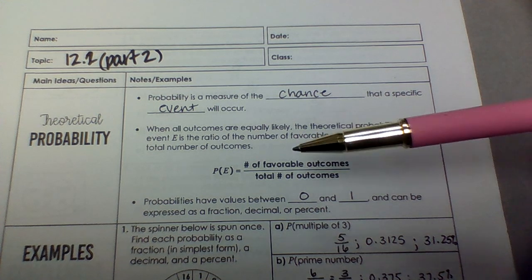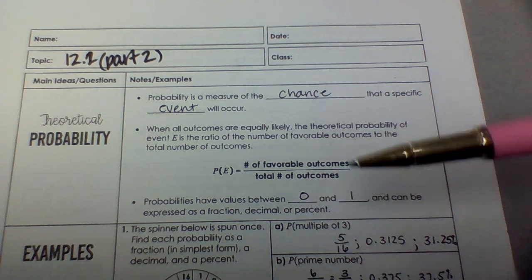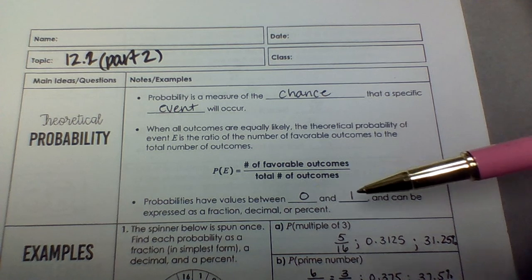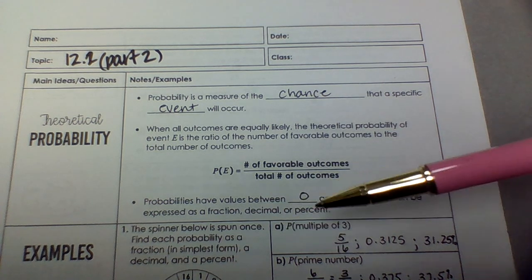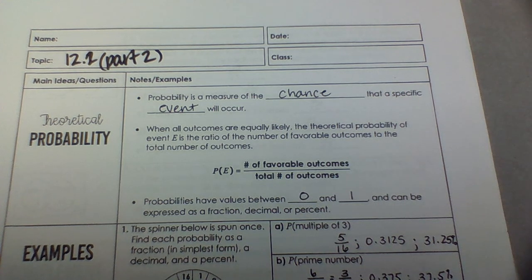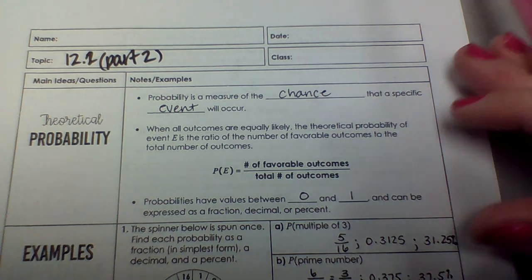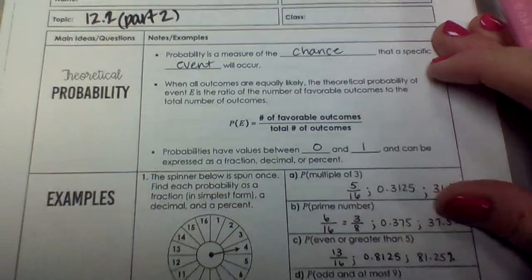Okay, probabilities have values between 0 and 1. So 0% chance and 100% chance. You can express it as a fraction, a decimal, a percent. I suppose it just depends on the problem and what makes the most sense. Okay, so let's practice some probability right here.